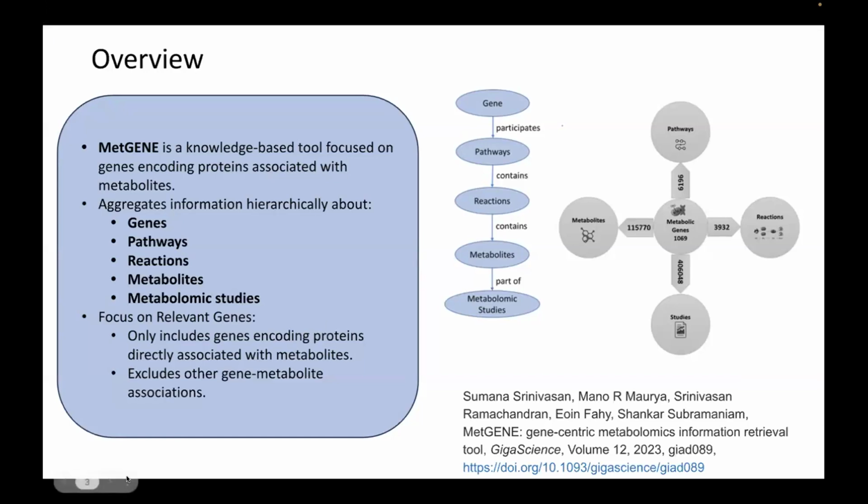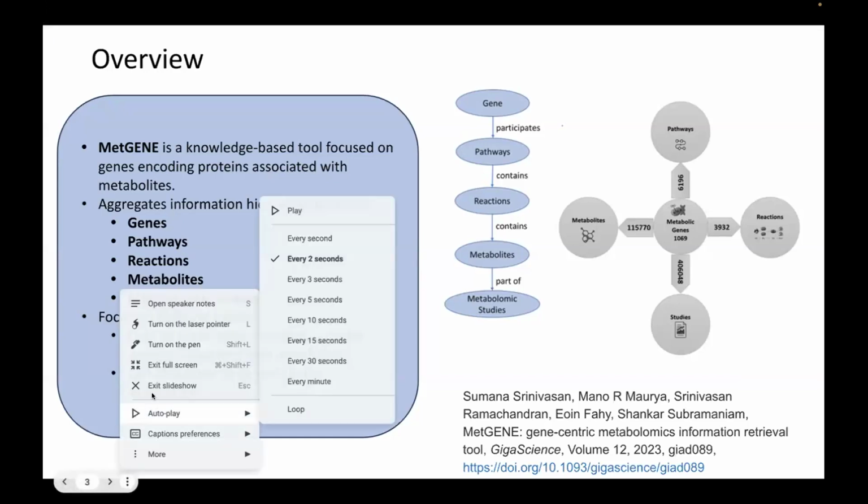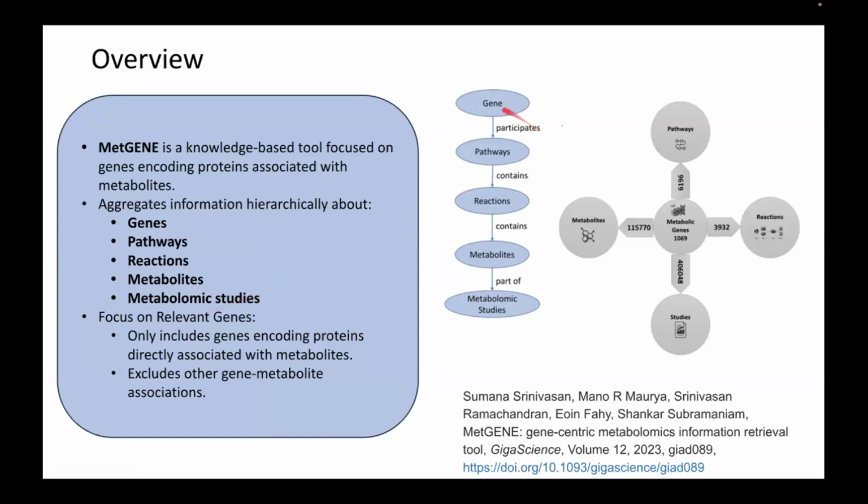So a gene participates in pathways. Pathways contain reactions. Reactions contain metabolites, and metabolites are part of metabolomic studies. So that is the way MetGENE aggregates information and provides the user, given a gene, all the pathways, reactions, metabolites, and metabolomic studies. And as I said, we are only focusing on those genes that encode proteins that are directly associated with metabolites.